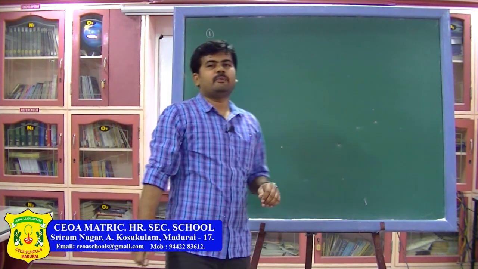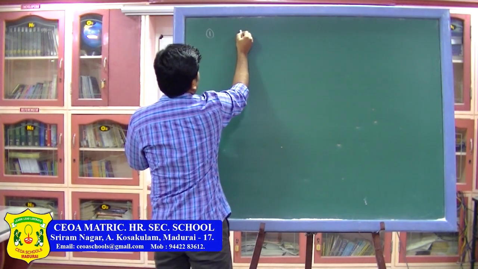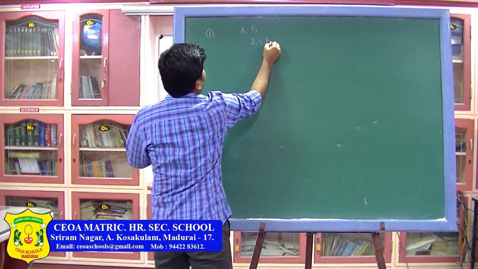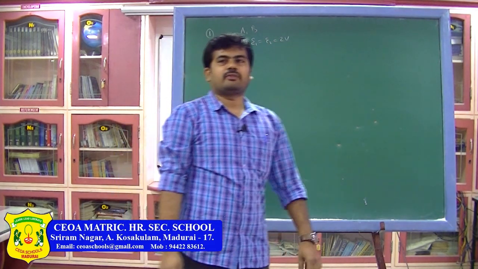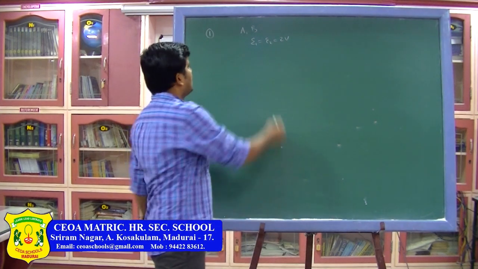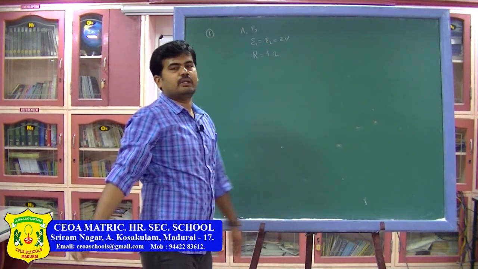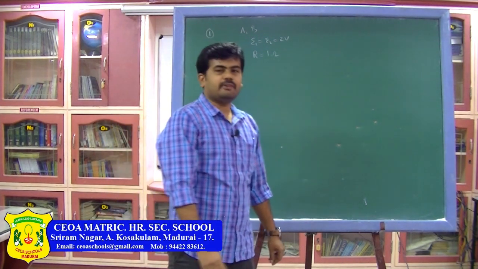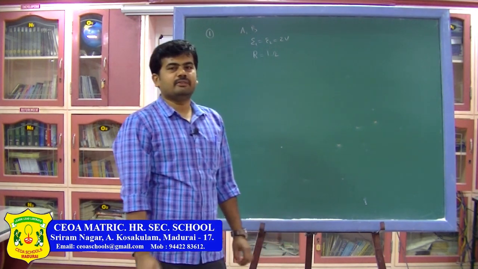two cells A and B, each of EMF E1 = E2 = 2 volts, are connected in series to an external resistance of 1 ohm, that is, capital R is 1 ohm. Find out the potential drop across the terminals of cell A.